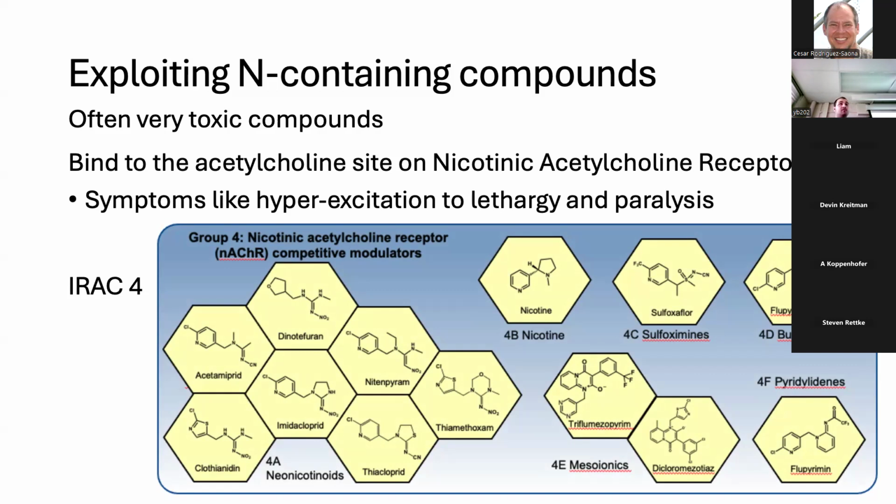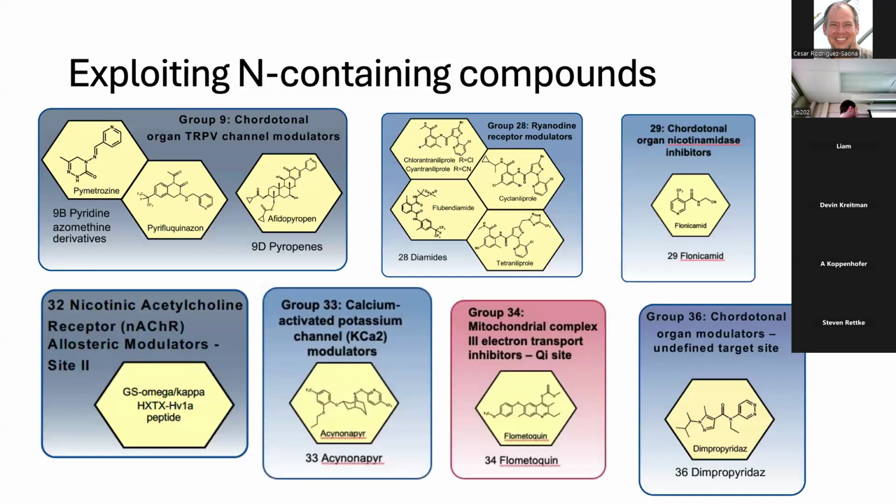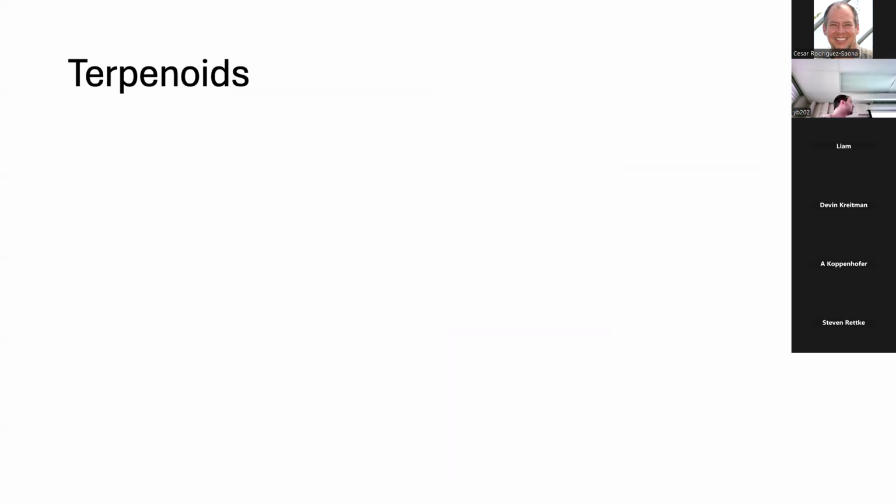There's so many other pesticides out there which have nitrogen in them, whether they're alkaloid or not. And so these are some ways that we could use alkaloids and other nitrogen compounds. If we know that they're toxic, how we could use them for our pest management, for instance. Our next compound class that we're going to go over are terpenoids.